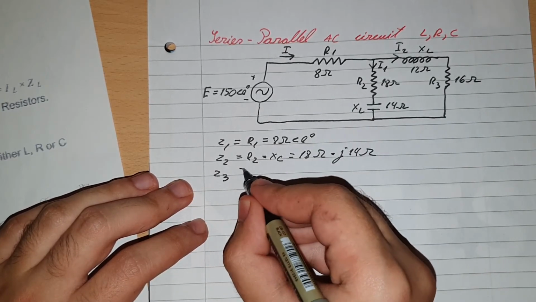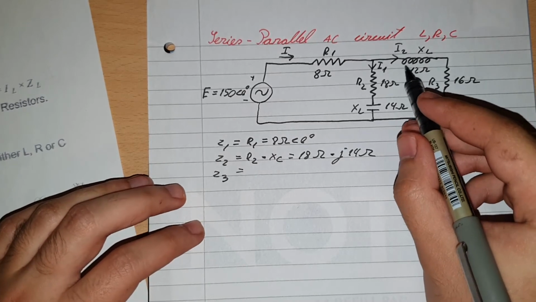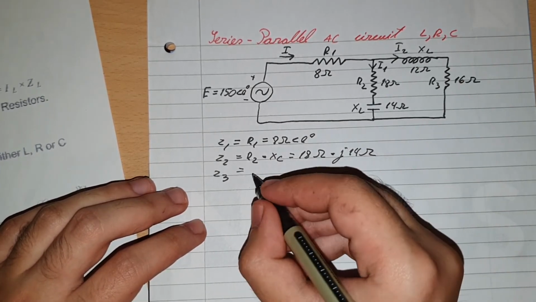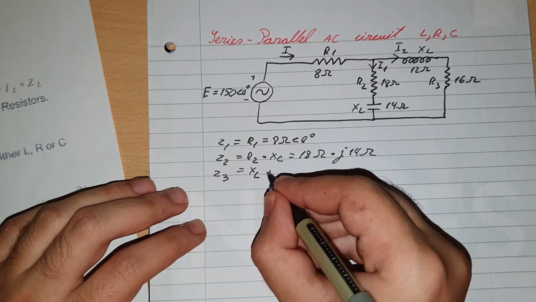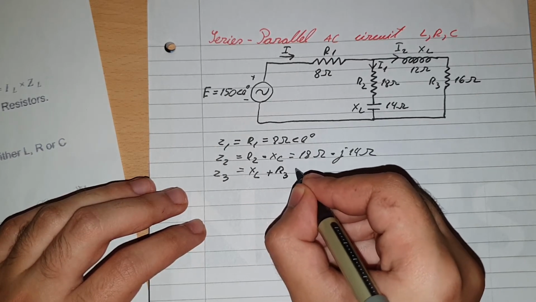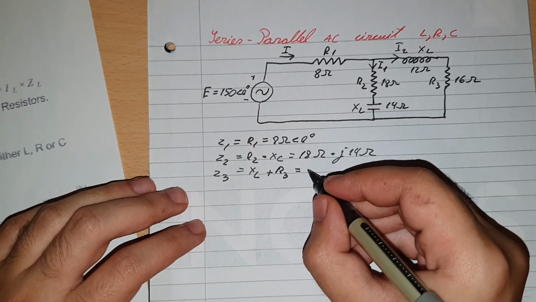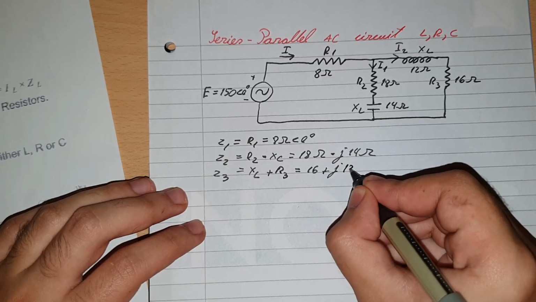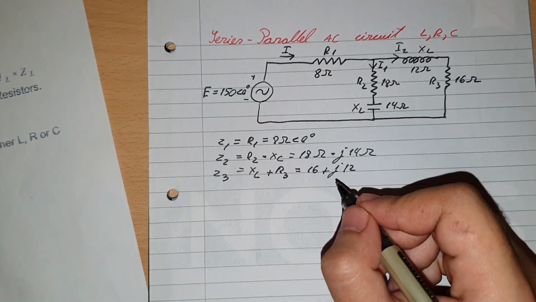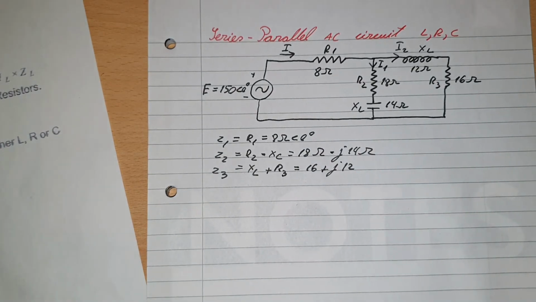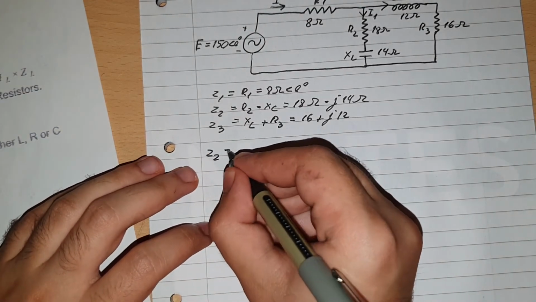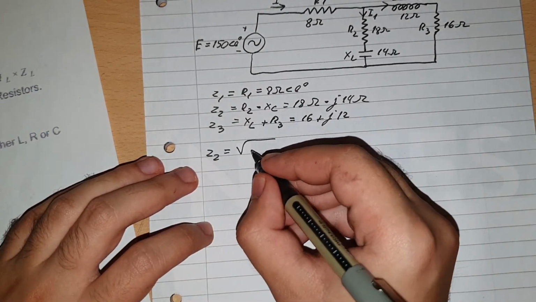And then Z3: in Z3 the current I2 will go through the XL, the inductor, and will go to the resistor, so it will be XL plus R3, and that one will be equal with 16 plus j12. I'm not going to put it all the other way around because I'd make it 100 times more confusing. Anyway, now Z2, we need to make it in polar form.